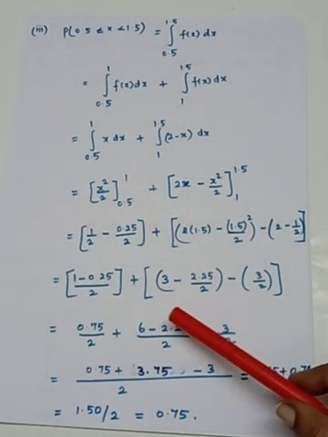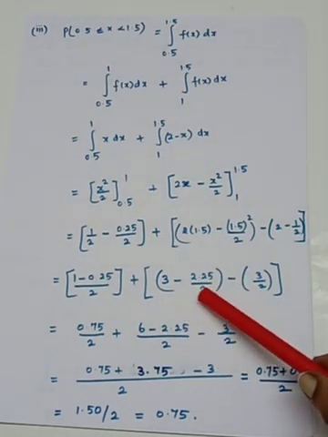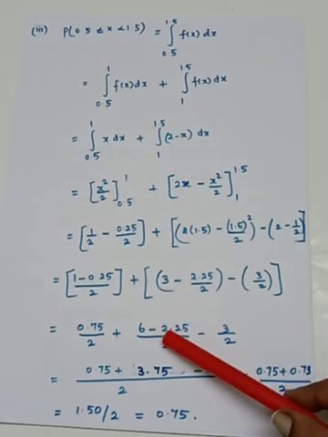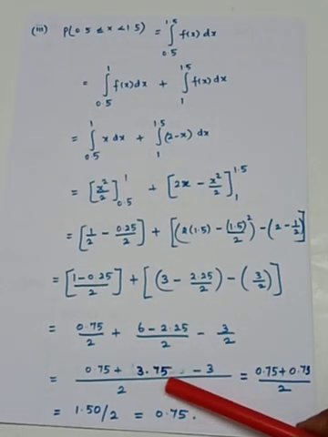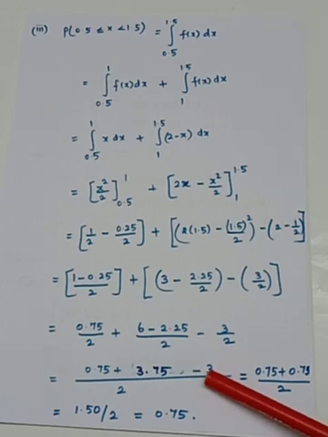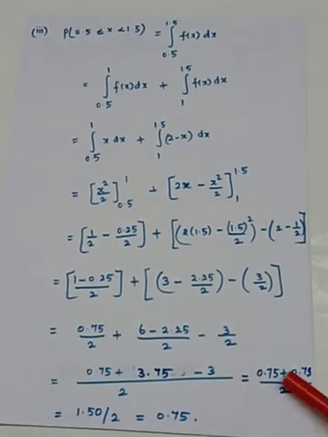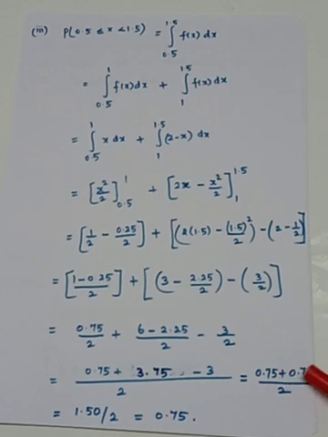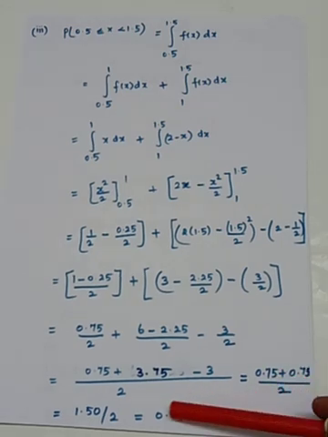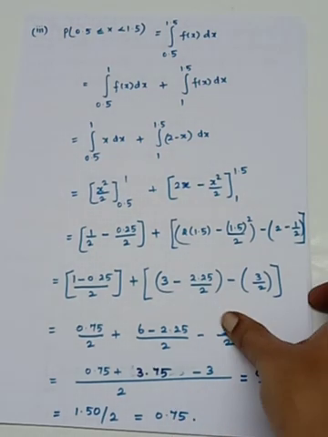Okay, so you have to take LCM. So here your LCM is 6 minus 2.25. So if you subtract, it is 3.75. So 3.75 minus 3 is 0.75. So already here 0.75 is there. 0.75 plus 0.75 divided by 2, that is equal to 0.75.